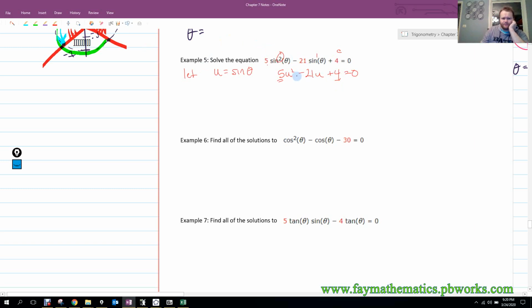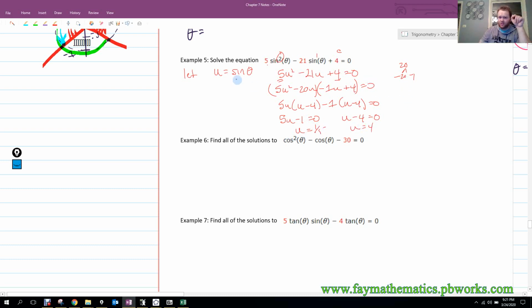The AC method is going to obviously give me 20, so we're looking at negative 20 and negative 1. So we go 5u squared minus 20u minus 1u plus 4 equals 0. Group the first two, group the back two: 5u, u minus 4; negative 1 comes out, u minus 4. Then we have 5u minus 1 equals 0 and u minus 4 equals 0. So this will give me u equals 1/5, and this will give me u equals 4.